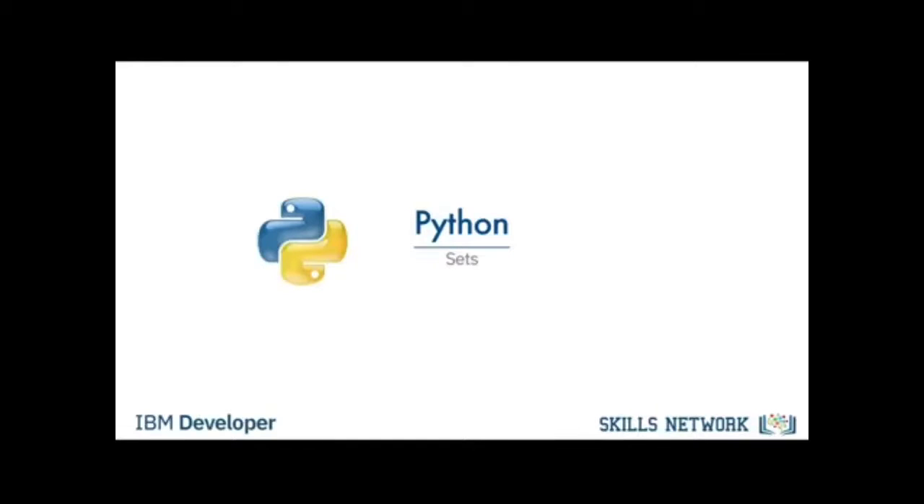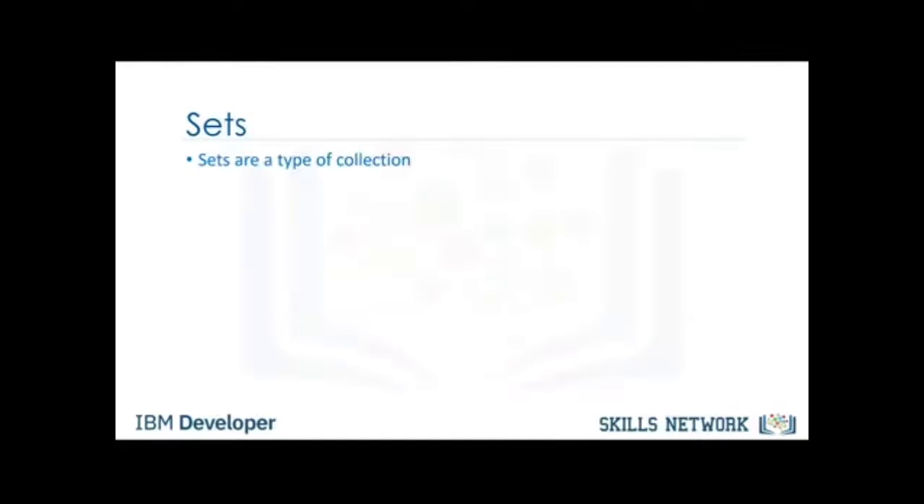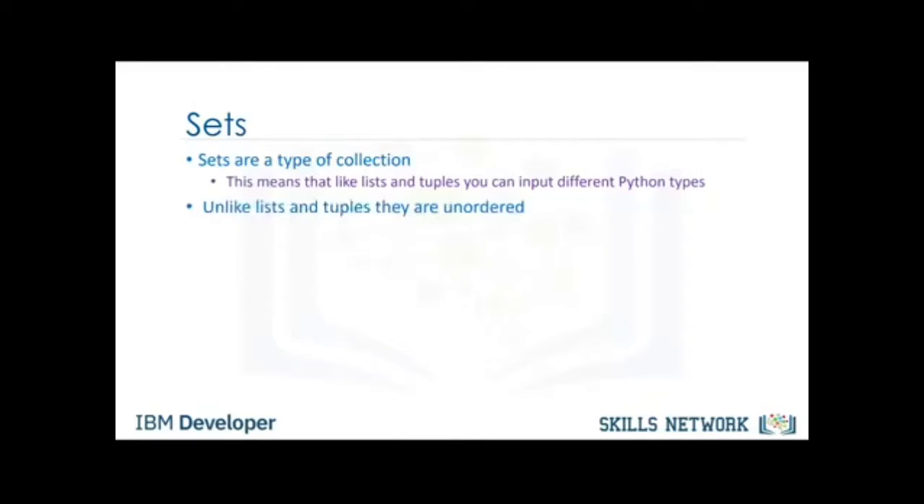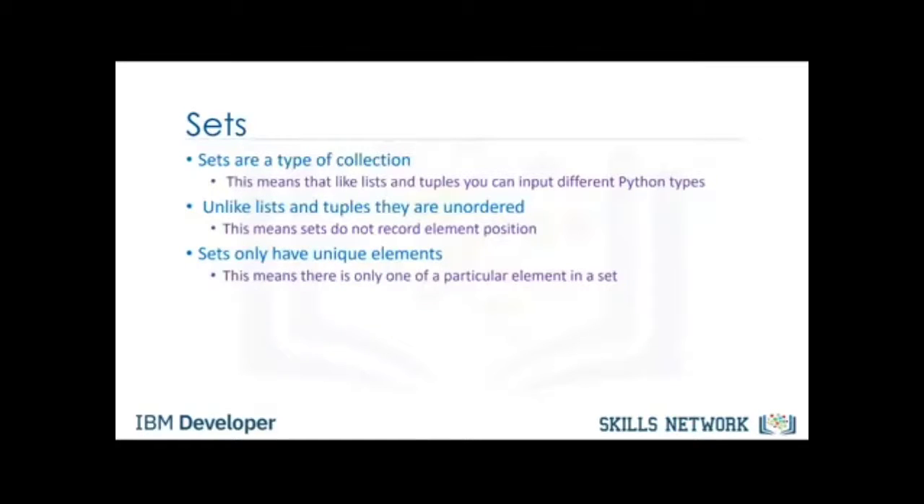Let's cover sets. They are also a type of collection. This means that like lists and tuples, you can input different Python types. Unlike lists and tuples, they are unordered. This means sets do not record element position. Sets only have unique elements. This means there is only one of a particular element in a set.